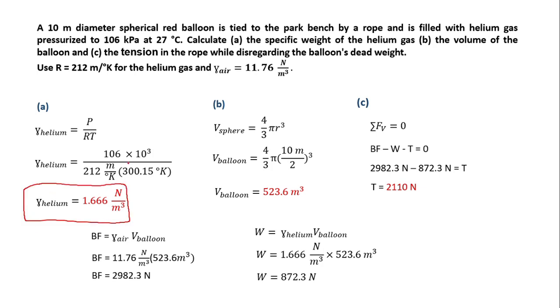So our answer for letter A, which is the specific weight of our helium gas, is 1.666 Newton per cubic meter. And the answer for letter B, the volume of the balloon, is 523.6 cubic meter. And then for letter C, the answer is 2,110 Newton.